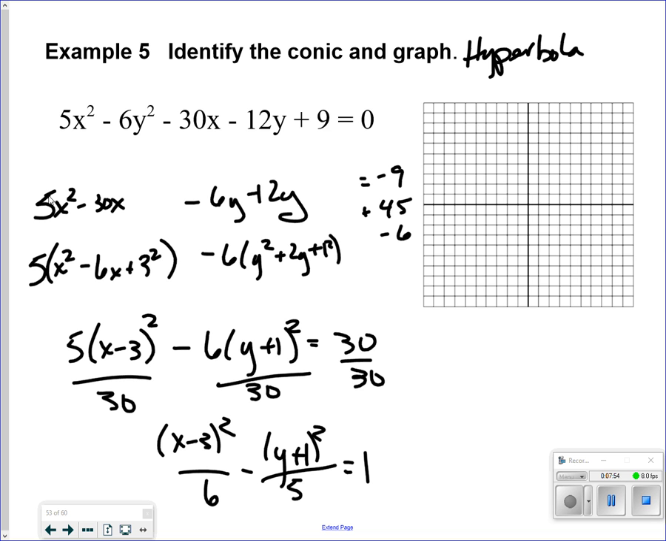The center is at (3, -1). On the x, I'm going left and right the square root of 6, so that's slightly over 2. I'm going to go up and down the square root of 5, so again, that is slightly over 2. That creates your box. Then I'm going to draw in the asymptotes through the corners of the box. And because the x comes first, you're talking about a left and right hyperbola. So again, identify the shape, put it in the correct form, and graph.